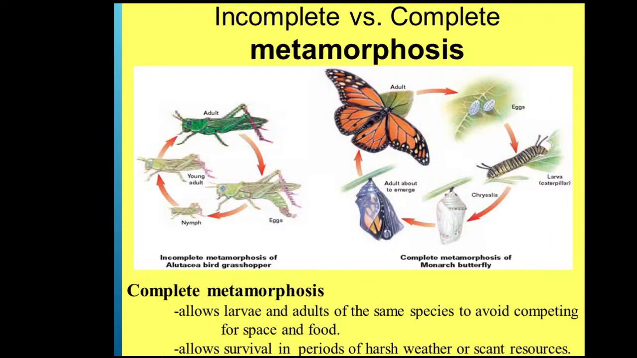The incomplete metamorphosis is characteristic for such parasitic insects as bugs and lice. A complete metamorphosis includes four stages: egg, larva, pupa, and adult. The complete metamorphosis is characteristic for parasitic insects such as Diptera and for fleas.